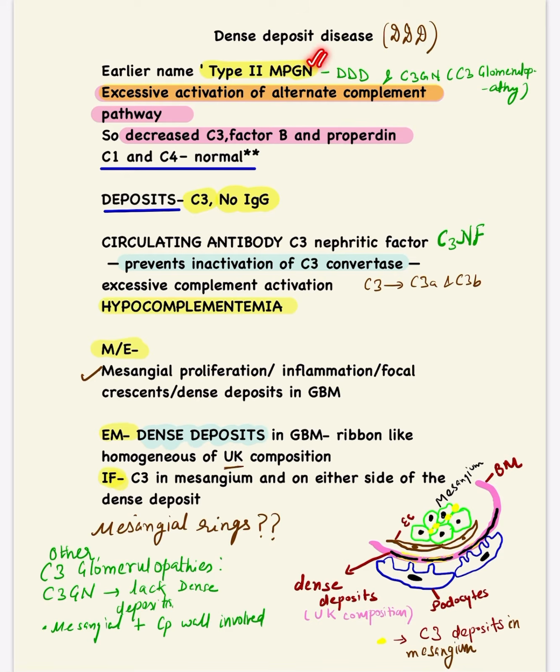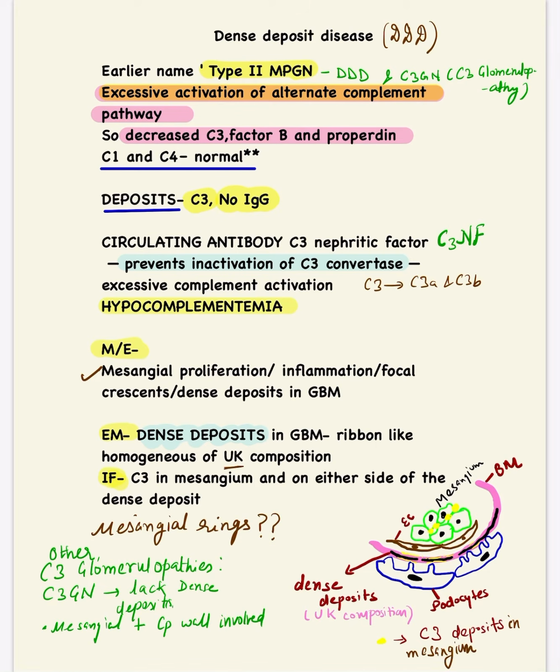Now lastly, the dense deposit disease. Earlier it was called type 2 MPGN because earlier it was based on the presence of these electron dense deposits in the glomerular basement membrane, and now we define it on the basis of the etiopathogenesis. The etiopathogenesis is excessive activation of the alternate complement pathway, and some diseases which come under type 2 MPGN are also known as C3 glomerulopathies, and dense deposit disease and C3 glomerulonephritis both come under this.